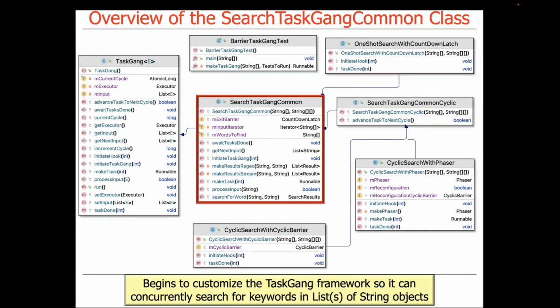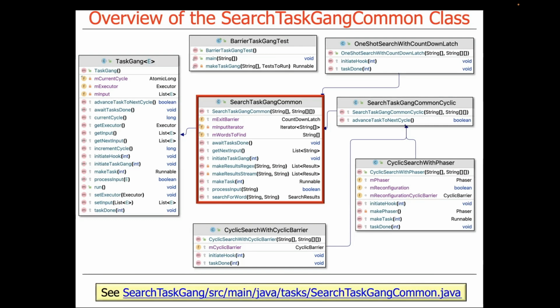So the SearchTaskGangCommon class is a subclass of TaskGang, as you can see from this UML diagram, but it also plays the role of an abstract superclass for all the other subclasses of it. Essentially, it's beginning to customize the TaskGang framework so that the framework can be used to concurrently search for keywords in lists of string objects. And you can find the code here at this link in my GitHub repository.